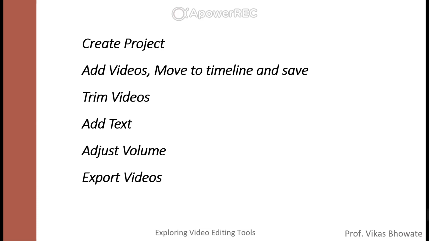The first one is how to trim the video, because it may happen that we don't want some part of the video, that is, the unwanted part, so you can trim it. OpenShot also provides a feature called add text, which can be used to add text to the video recording, and that is required when we have missed out something while recording the video.